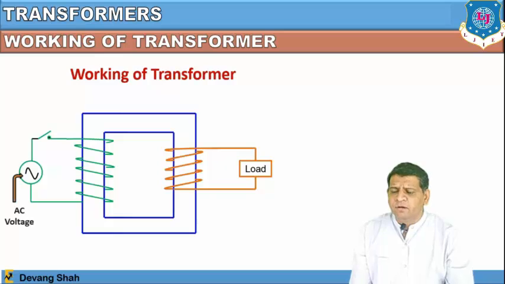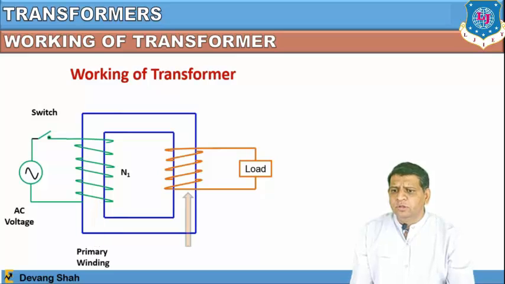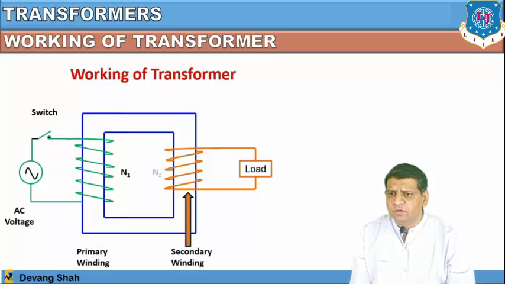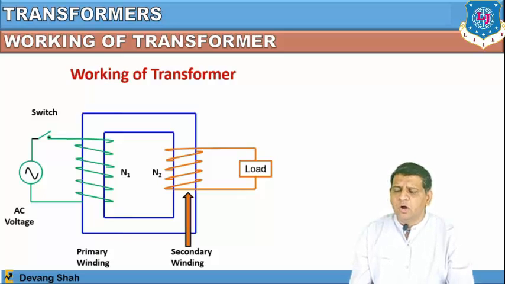So here, once you apply the AC voltage and connect the switch, there is a primary winding having N1 number of turns, and a secondary winding having N2 number of turns. Once you apply the current to the primary winding, the current flowing in the primary winding will produce a magnetic flux around it, and that magnetic flux is again linked with the secondary winding, right? So there is a mutually induced EMF in the secondary winding.